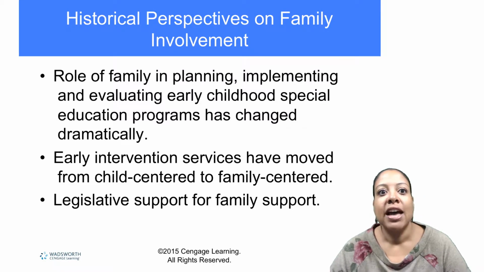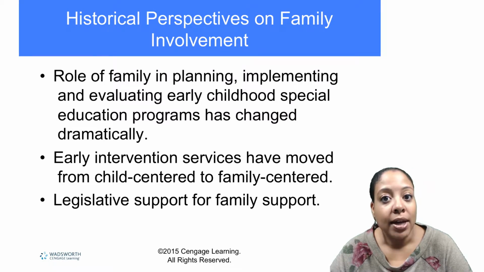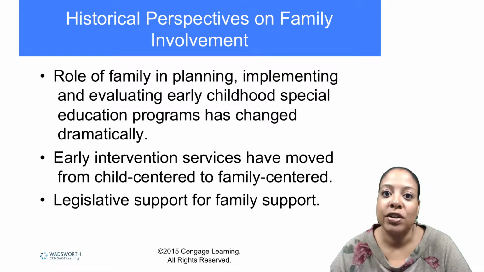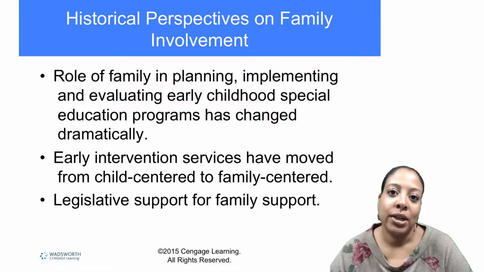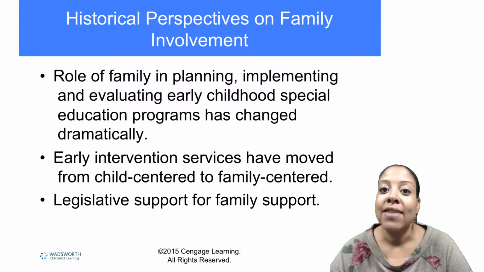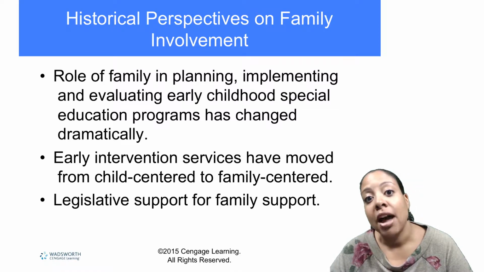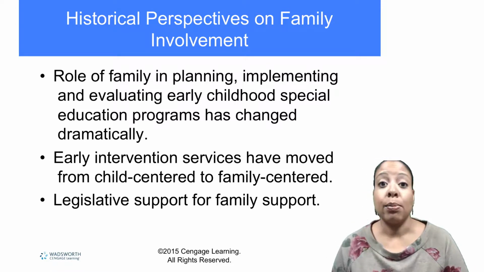Early intervention services have moved from being child-centered to being more family-centered. So if you think about a child who's getting early intervention services before the age of 3, the document that's used to guide the services is called an IFSP, an Individualized Family Service Plan, versus after a child is 3, they have an IEP, which is an Individualized Education Plan or Program, and that focuses more on the child, whereas an IFSP focuses on how the family together will support the child. We also have legislative support for family support.